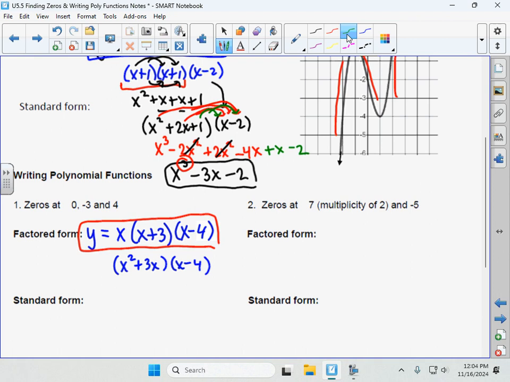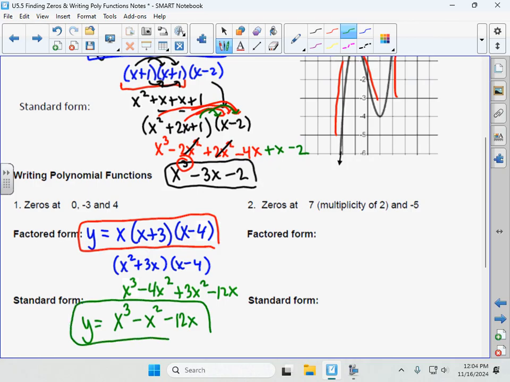Multiplying these together, I'm going to get x to the third minus 4x squared plus 3x squared minus 12x. Combining like terms, x cubed minus x squared minus 12x. Y equals in front. All right, number 2.